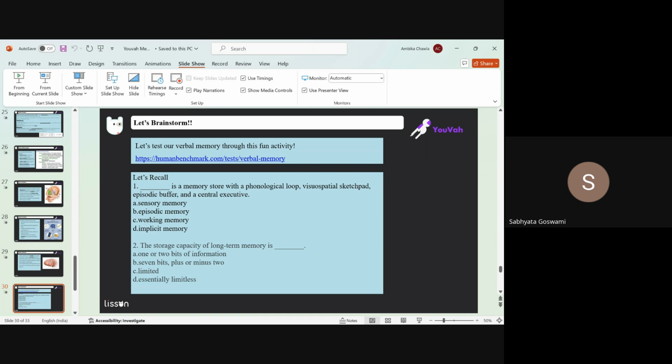Dash is a memory store with a phonological loop, visuospatial sketchpad, episodic buffer, and a central executive. There's something that we've just covered.